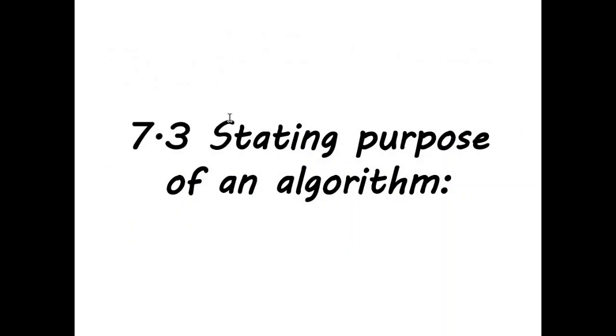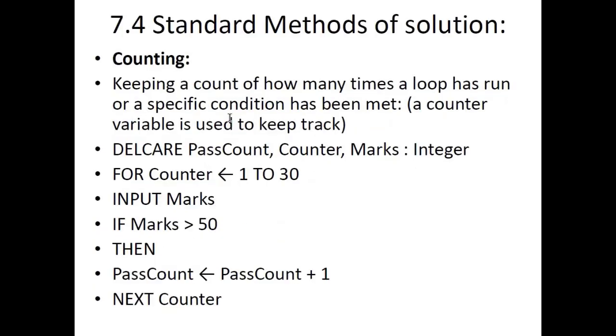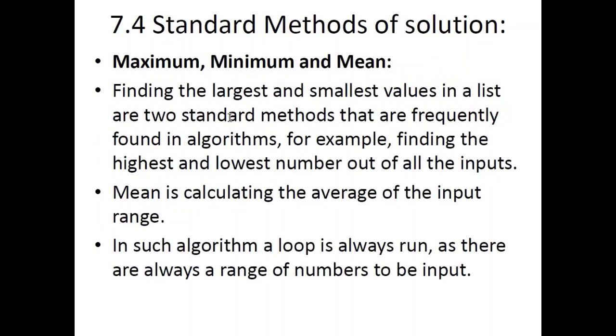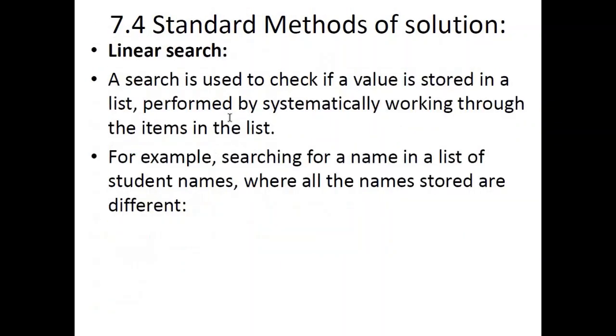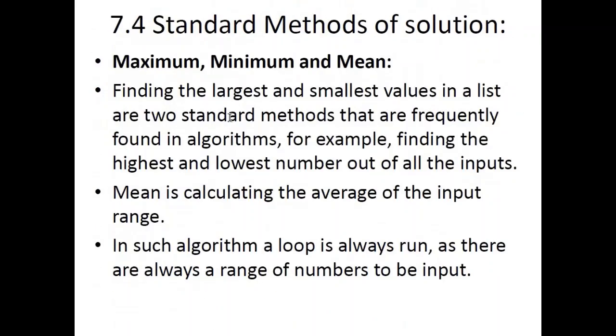Okay, this we have already done, and here we go. Section number 7.4, the standard methods of solution. Now we have basically 5 standard methods of solution: totaling, counting, and then we have maximum, minimum and mean, and then we have the bubble sort algorithm, and lastly we have the linear search. So let's have a look at all of them.